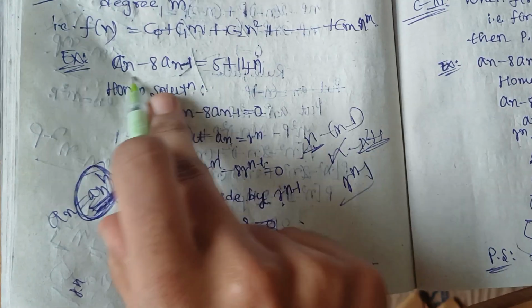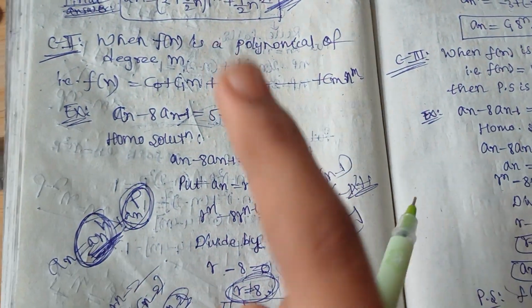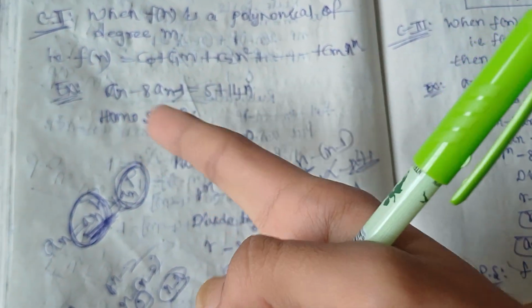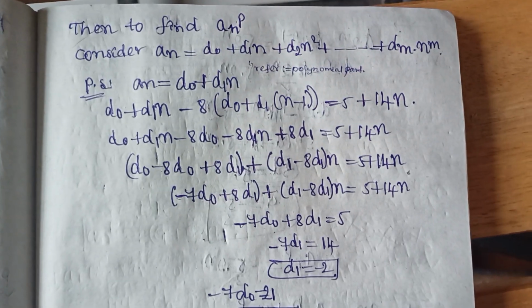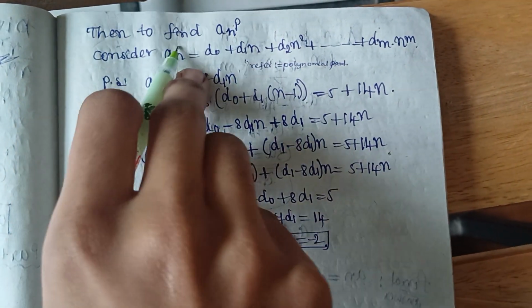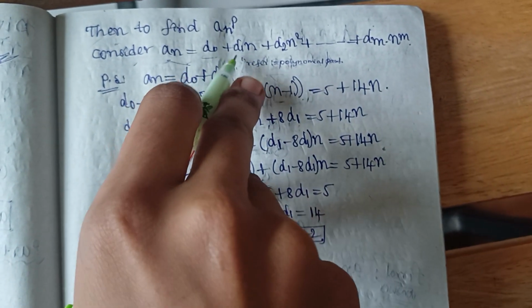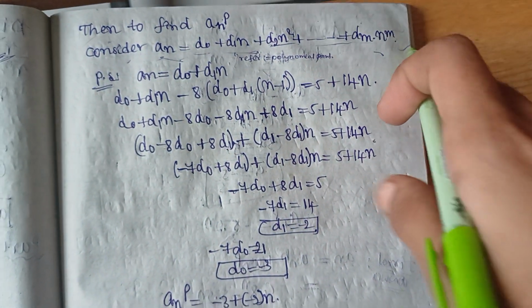For this question we have two parts. See, for any type of question in this non-homogeneous, our first part is to find homogeneous solution, like homogeneous recurrence relation, and second one is to find the particular solution. Now our second step is to find an power p. In order to find an power p, let us consider an is equal to d naught plus d1n plus d2n square plus and so on dm into n power m.